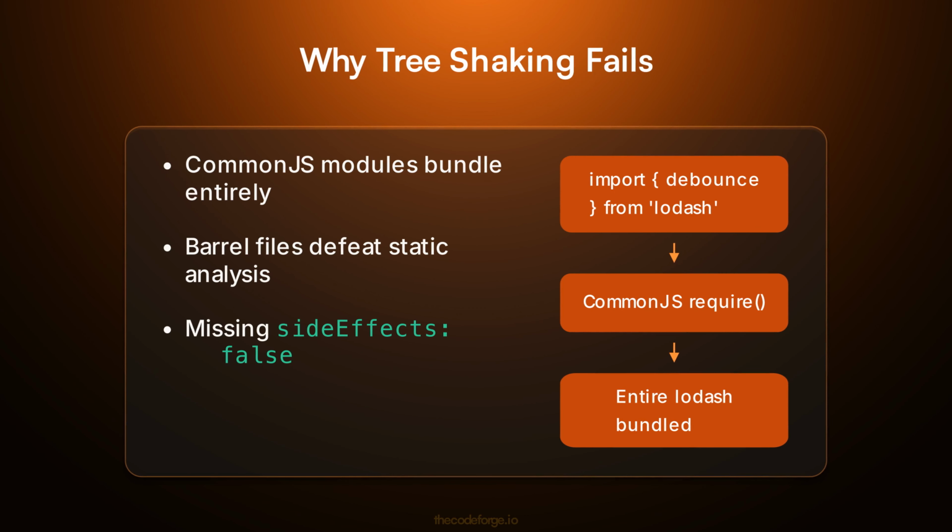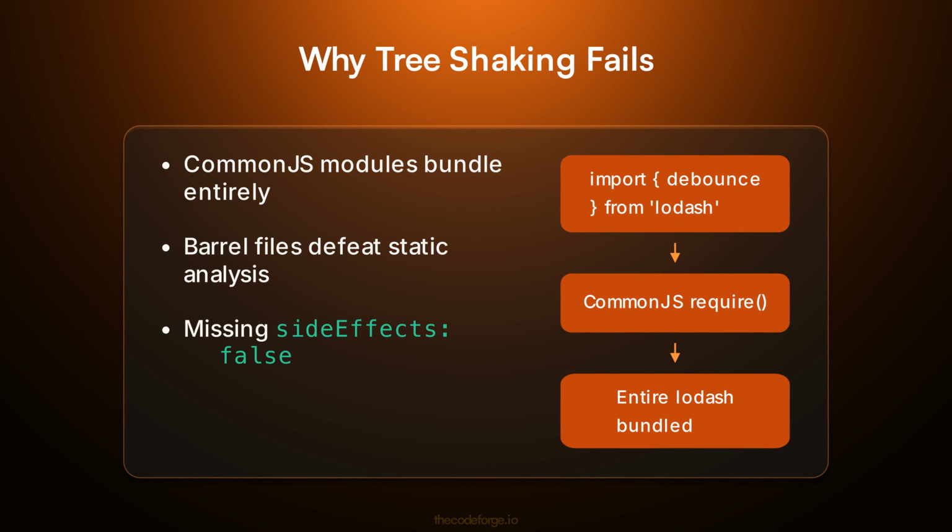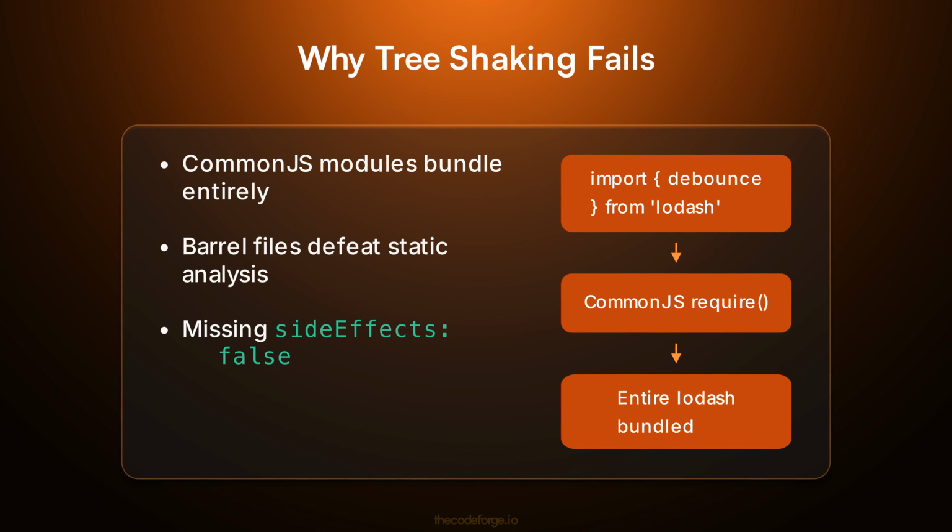Tree shaking removes unused exports, but it fails silently in 3 common scenarios. First, CommonJS modules. Lodash is CommonJS, so named imports compile to require and bundle everything. Second, barrel files that re-export many modules force the bundler to trace everything. Third, packages without side effects: false prevents tree shaking entirely.